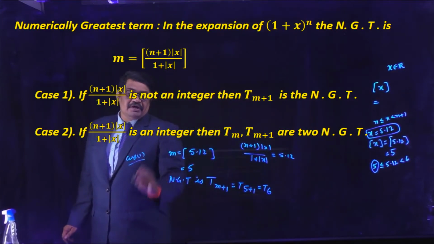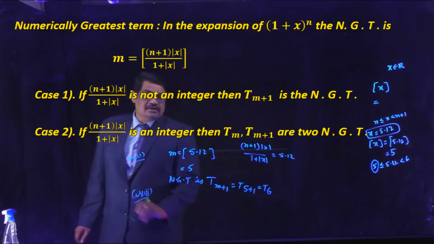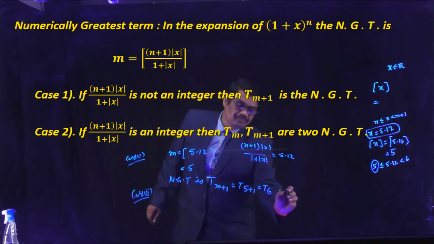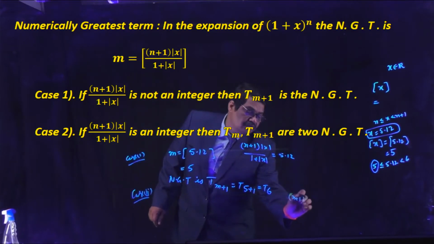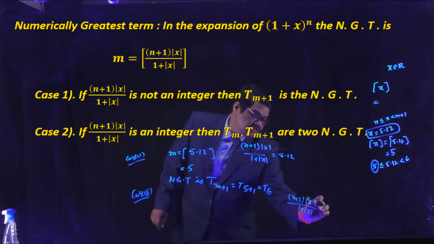This is case 1. Now suppose we observe case 2. Suppose this value (n+1)|x|/(1+|x|) is 10.